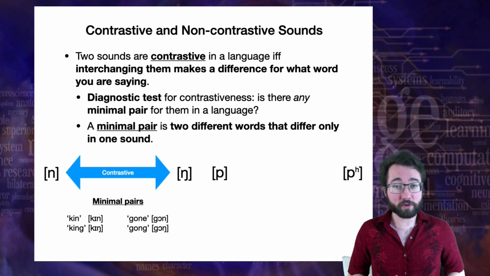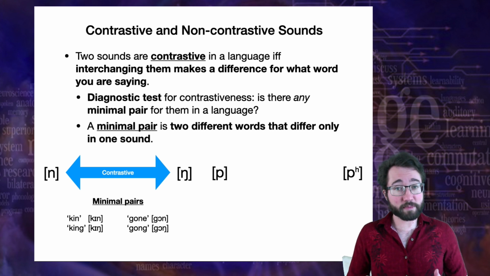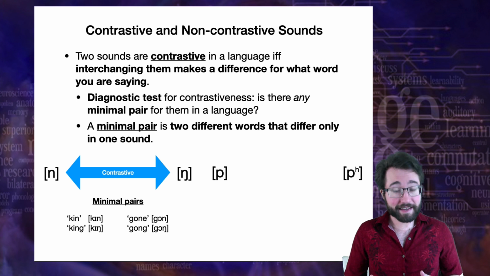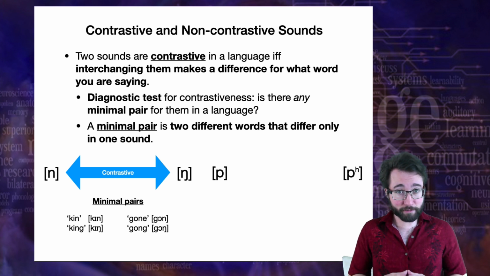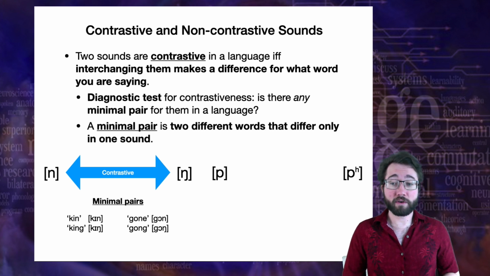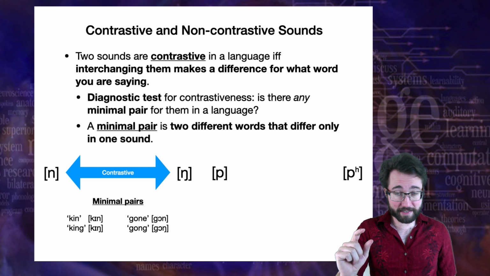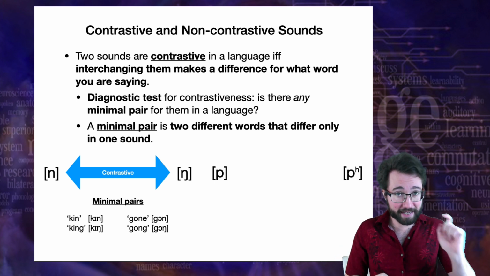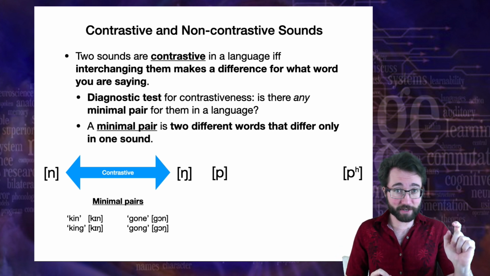Another example would be the unaspirated, unvoiced bilabial stop p, as in spat, and the aspirated, unvoiced bilabial stop p, as in pat. Are these contrastive in English? Can you find an example where you have a word that has the unaspirated sound, and then you drop in the aspirated sound instead, and you get a different word in English? Are they contrastive?